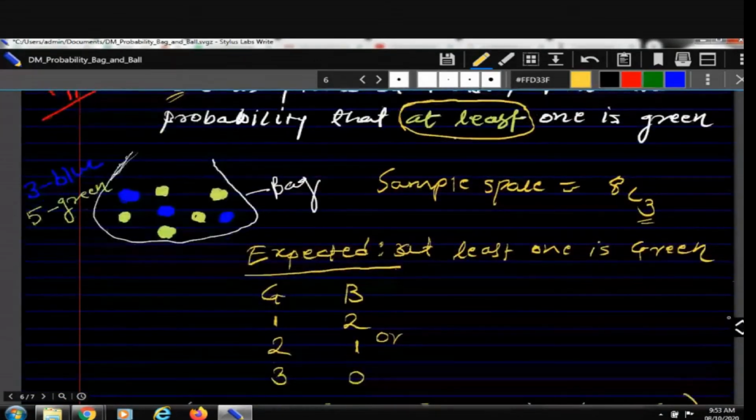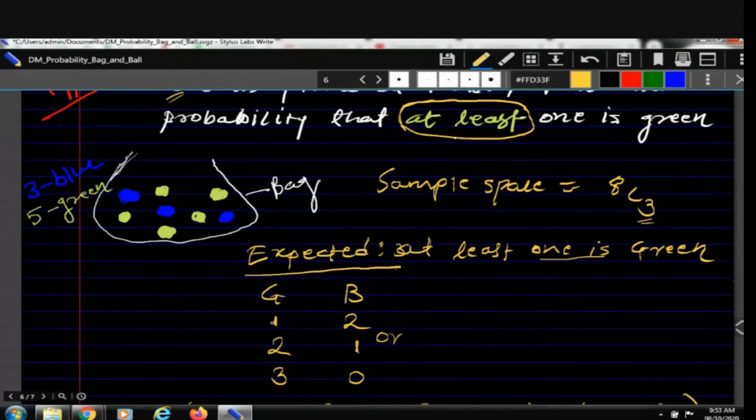So at least means the minimum condition should be satisfied. So what is the minimum condition? One is green. So there should be at least one. Here there is one green ball. Here there is greater than one. Here there is greater than one. So greater than one will be allowed in at least. Greater than or equal to one is allowed in at least. So that's why you can select green balls as one, or two, or three.